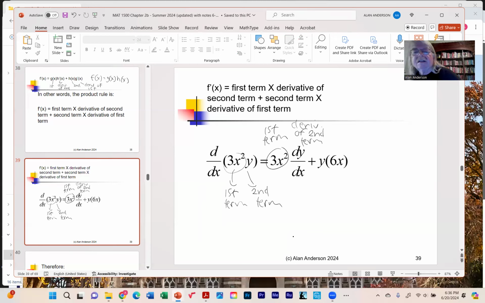Now, what about this one? y times 6x. This is the second term. And of course, based on the power rule, this is the derivative of the first term. So that's the result of applying the product rule to this expression 3x squared y. So you can see it's still our old friend, the power rule. It's just that we've got a y mixed in there and we have to treat it very carefully.